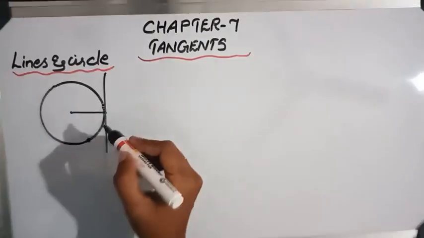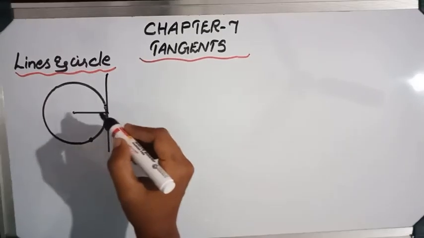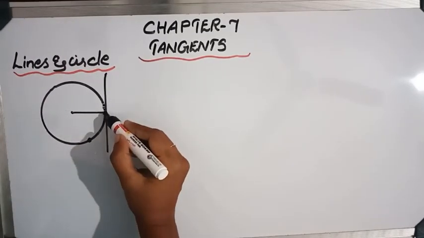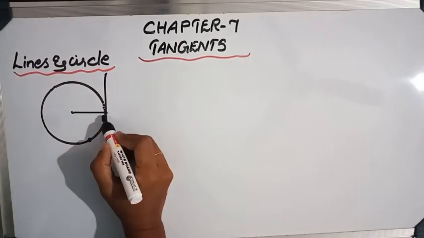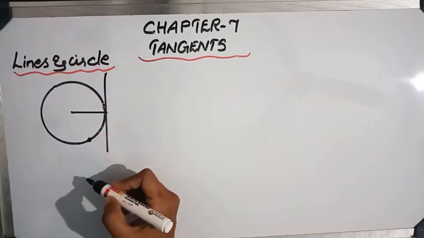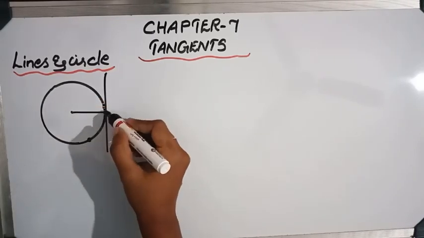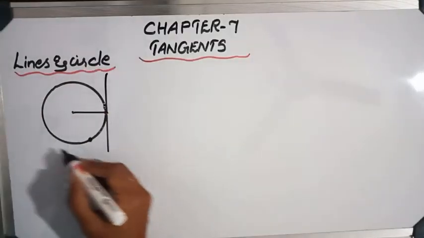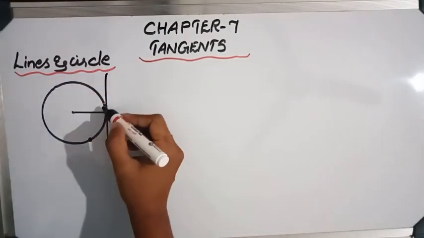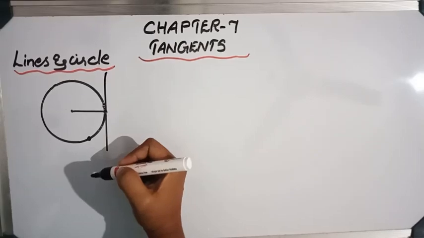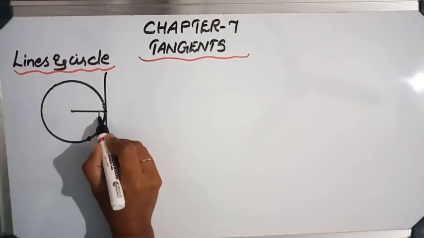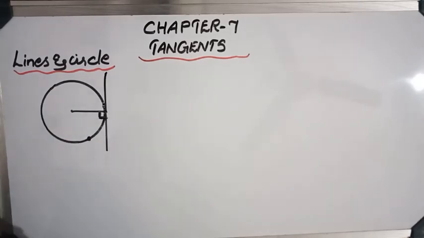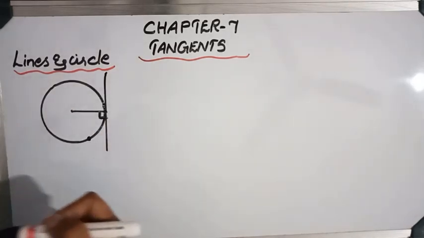So tangent means it's a line which just touches the circle. Okay, only one tangent we can draw through one point. So many tangents we can draw in a circle, because we know lots of points are there around this position. So lots of tangents we can draw. So this is the tangent, and the tangent is always perpendicular to the radius. Okay, so this is the introduction part for this section, lines and circle.